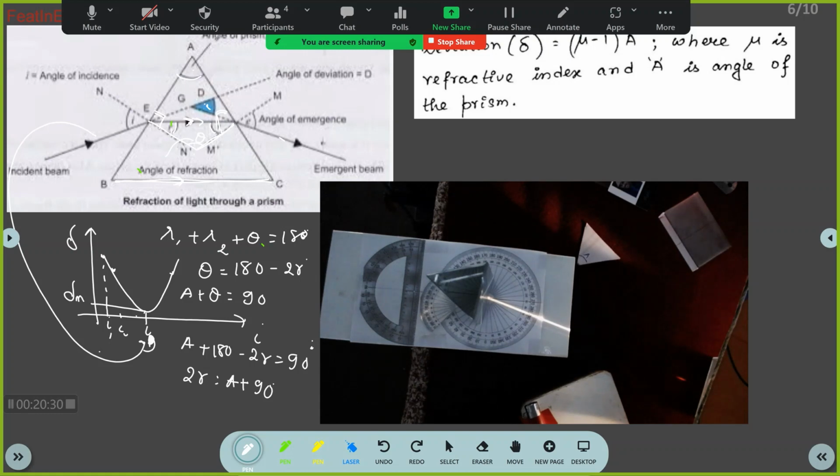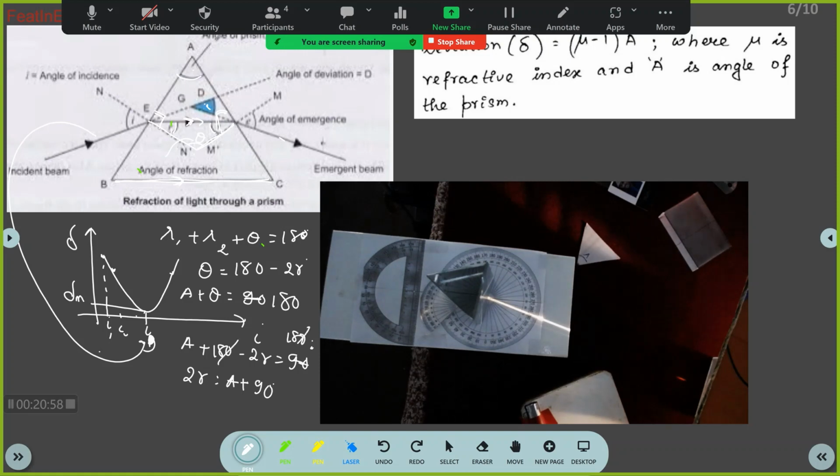Clear? So is this minus A or A? See, I will transfer 2R to this side, 90 to this side. So A was also transferred to that side. No, I made a mistake here. What is the mistake I made? This should be 180 degrees. A plus A is 180. The sum of the angles in a quadrilateral is 180, no? So this should be 180.